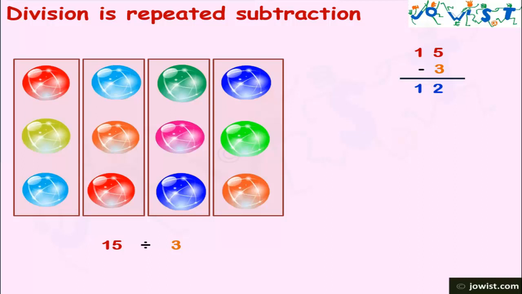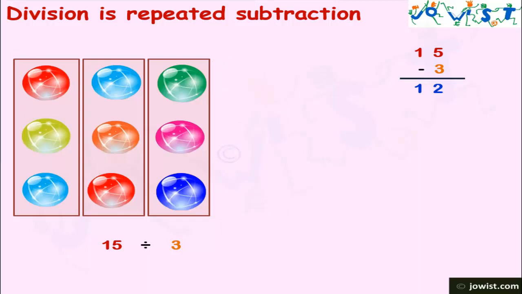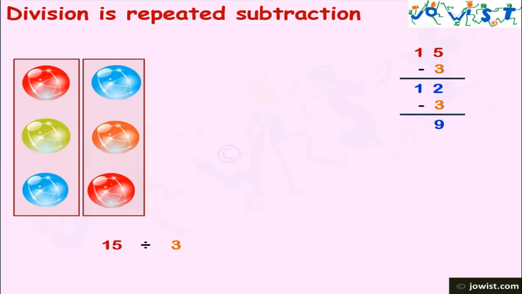Now let's take the second group away. Again, we took 3 marbles away. Therefore, subtracting 3 from 12, we get 9. Now, we have 9 marbles left. Let's take the third group away. We took away the third group. As we can see, there are 6 marbles left. Let's subtract 3 from 9. We get 6 marbles.